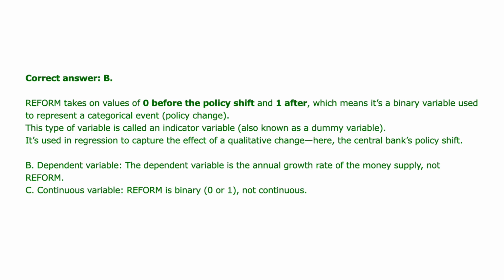An indicator variable is binary, takes only the value 0 or 1, and is used to represent a qualitative event or categorical distinction. It serves as an independent variable, not the dependent variable, and is not continuous.